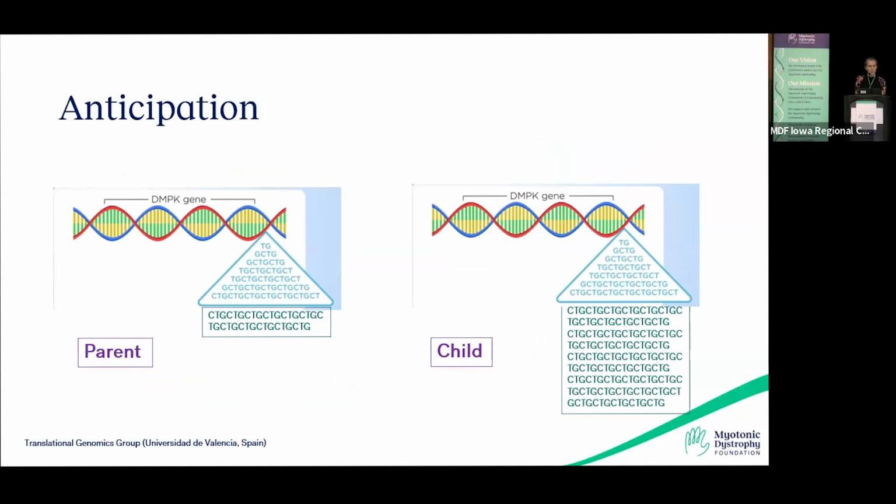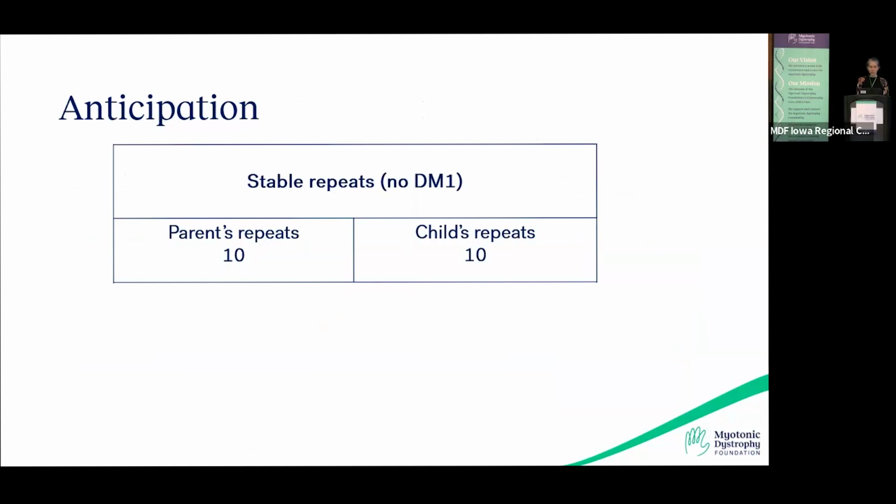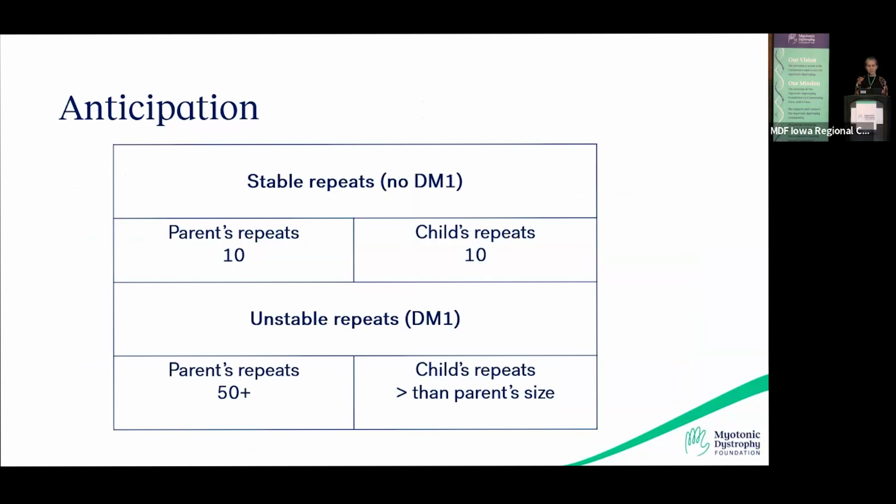One of them is called anticipation. Anticipation means that the number of repeats will increase in a child. So the number of repeats in the parent is not going to be the same as that in the child. And this has to do with the stability of the repeats. When the repeats are in the normal range, they're pretty stable, meaning that, for example, a parent's repeats might be 10. Their child's repeats are going to be 10 as well. However, with myotonic dystrophy, those repeats are not stable, meaning that they can increase with the next generation.